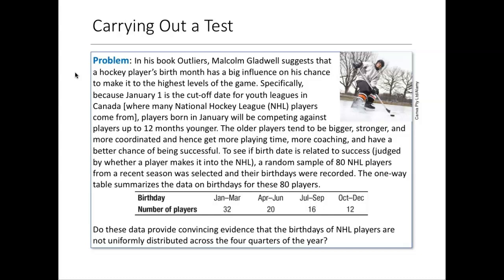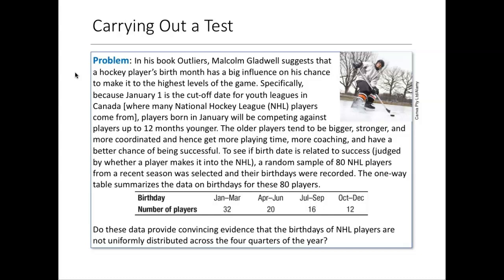To see if birth date is related to success, success being judged by whether a player makes it to the NHL, a random sample of 80 NHL players from a recent season was selected, and their birthdays were recorded. This one-way table summarizes the data on birthdays for these 80 players. So we basically grouped them into 4 categories, right? 4 quarters of the year: January through March, April through June, July through September, and October through December.